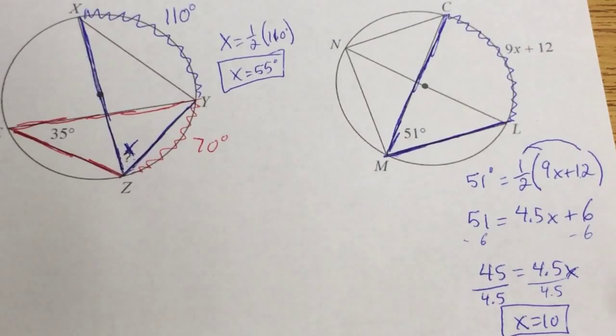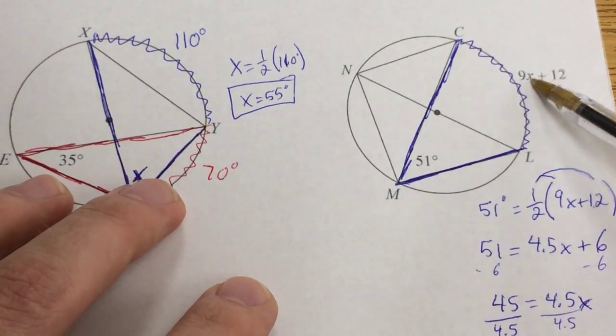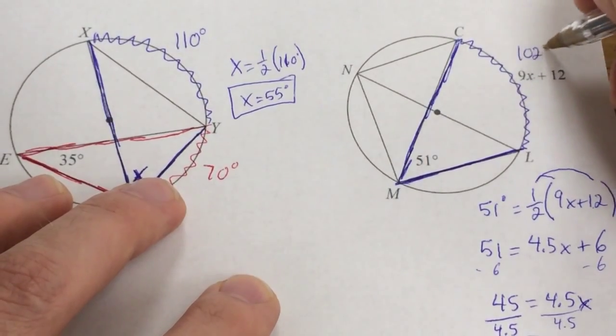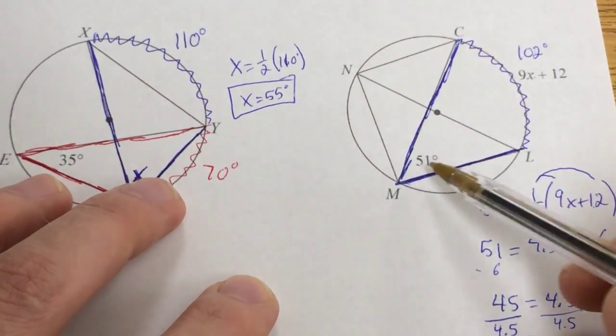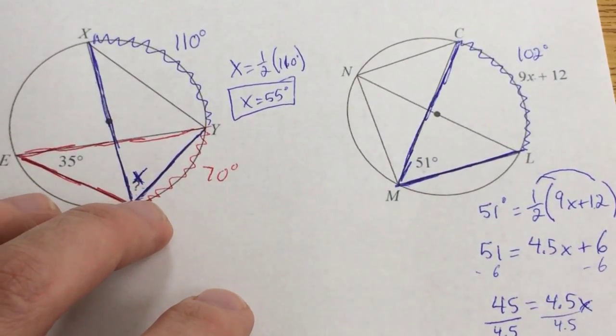And the question said solve for x. I can plug that back in to make sure I did it correctly. 9 times 10 is 90, plus 12 is 102. And again, remember that 102 is double what this inscribed angle was back here. So I know I did it correctly. All right?